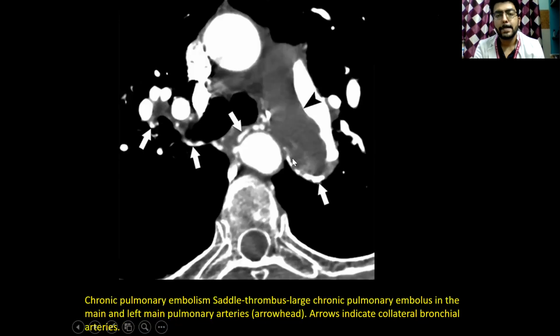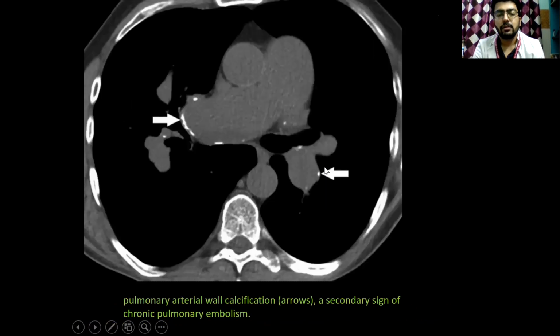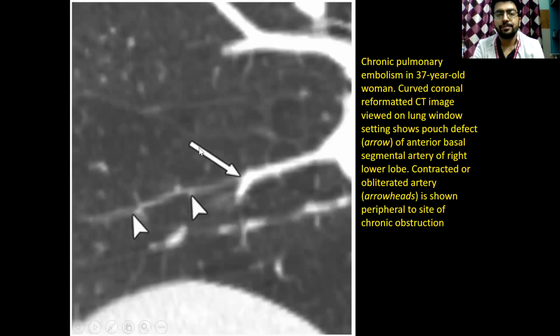This is again chronic pulmonary embolism, a saddle thrombus, a large chronic pulmonary embolism in the main and left main pulmonary arteries. This is pulmonary arterial wall calcification that we can see, a secondary sign of chronic pulmonary embolism.